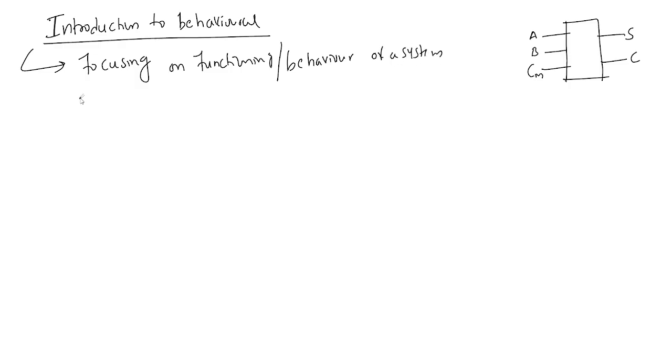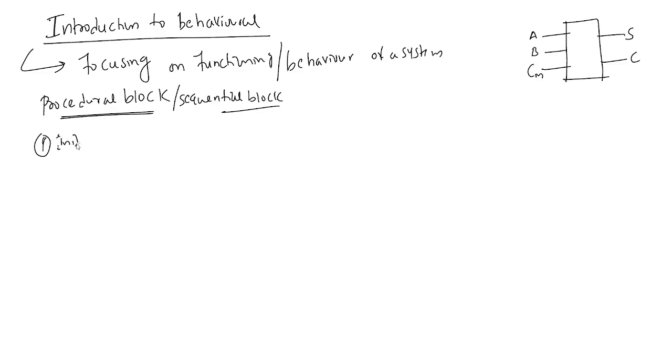And there are some procedural statements, some procedural blocks. This behavioral modeling you need to write between the procedural blocks. Those are nothing but what we can call sequential blocks also. Procedural blocks are sequential blocks. So that means we need to write between the initial block and the always block. Whatever behavioral modeling is there, we need to write between the initial block and always block.